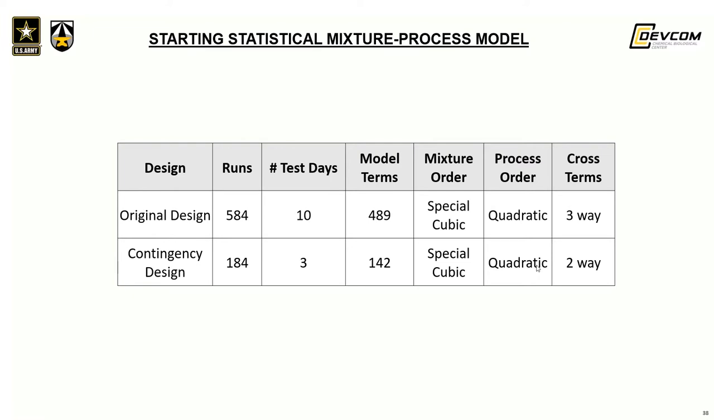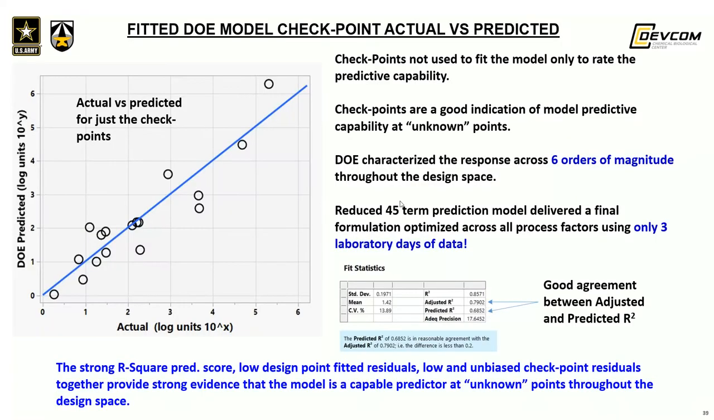Here, the model fit pretty well without the three-ways. Now, I said, if you want to go get the three-ways, you invest 7 more days, you make this model a little better. However, as it turned out, everybody was happy with the model. So here's the actual versus predicted for the checkpoints. And keep this in perspective, these are points that were not used to fit this model.